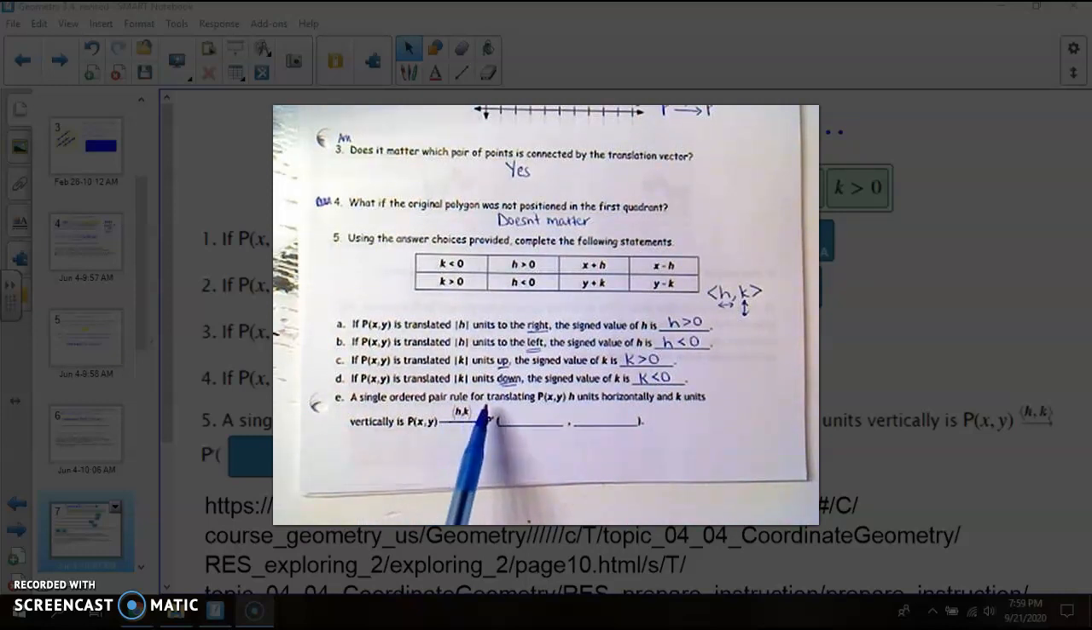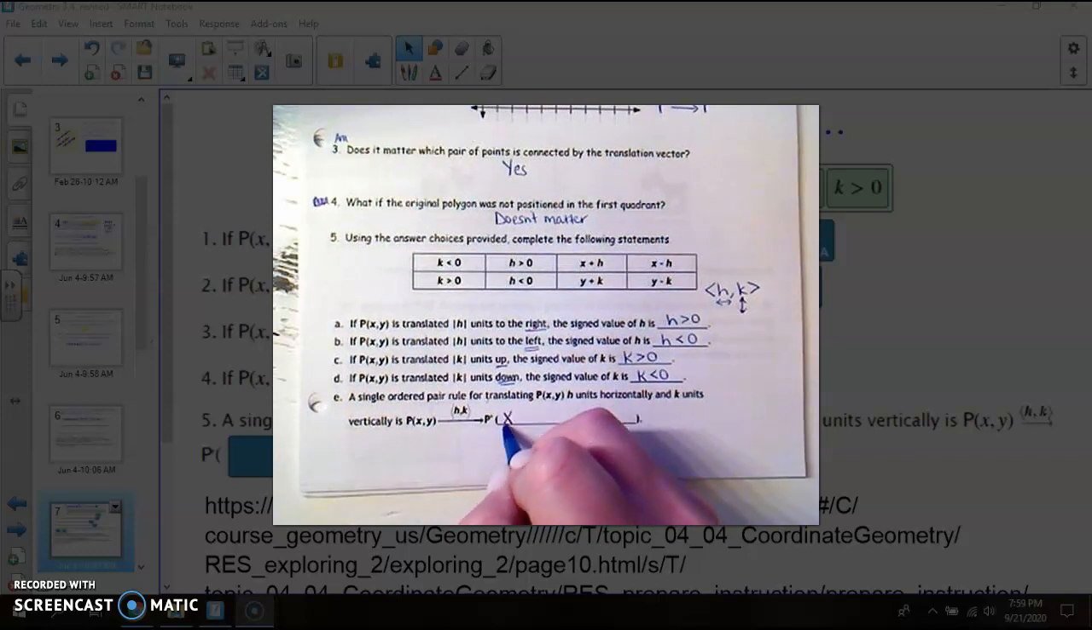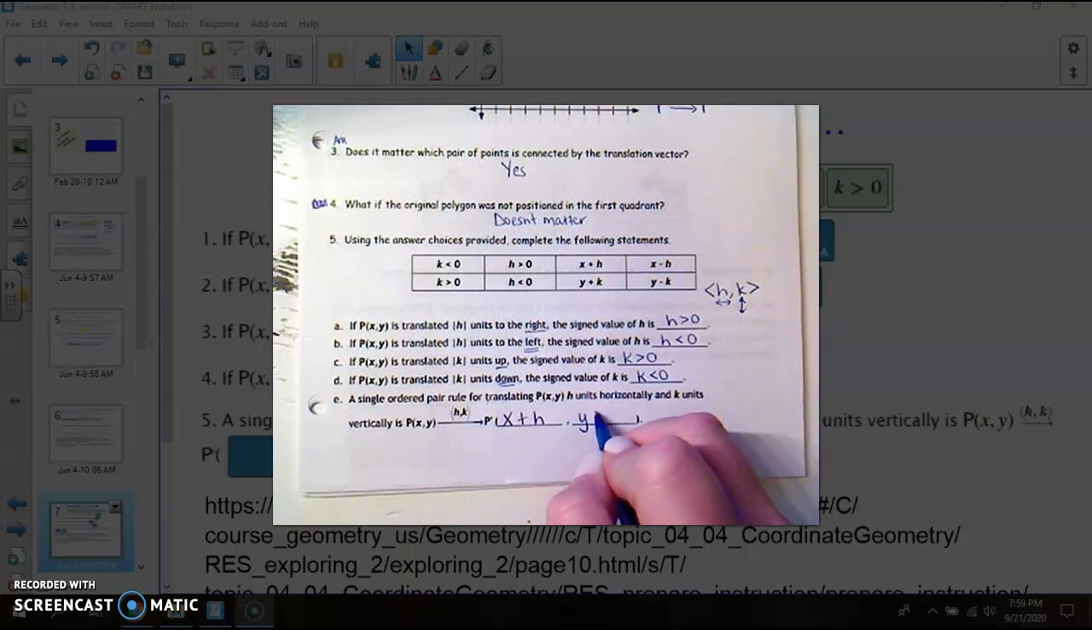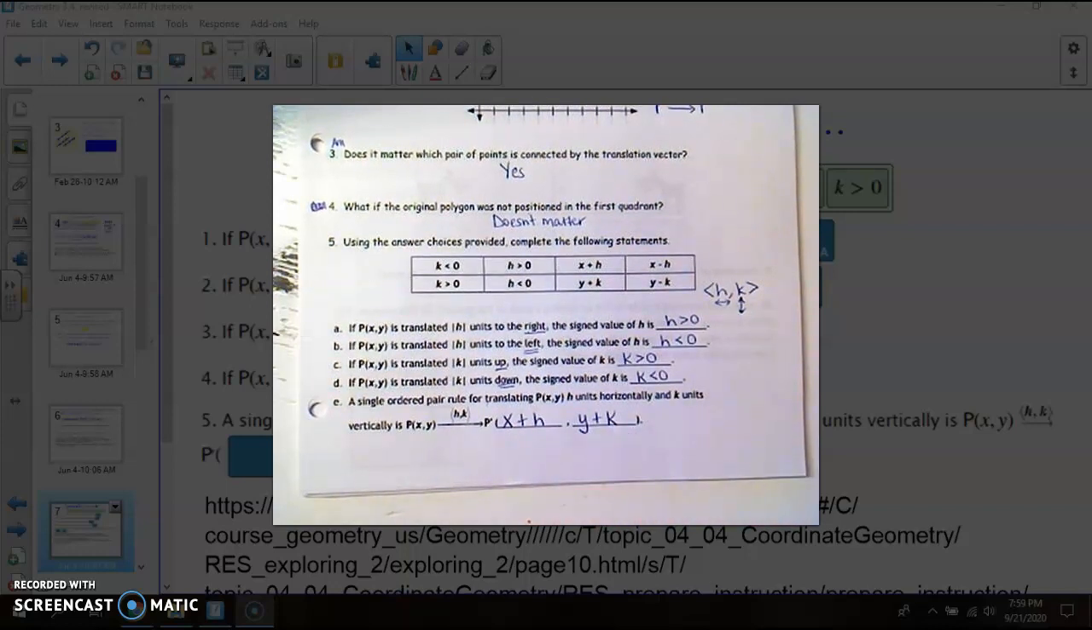So a single ordered pair rule for translating a point P, which is your x and y generic point, h units horizontally and k units vertically, is given in vector notation here. You're taking point P, x, y, doing the vector hk in angle brackets to it, and ending up with P prime. In coordinate notation, the ordered pair rule, that means you're taking whatever your x coordinate was and adding your h movement to it. And likewise, taking your y coordinate and adding your k movement to it.